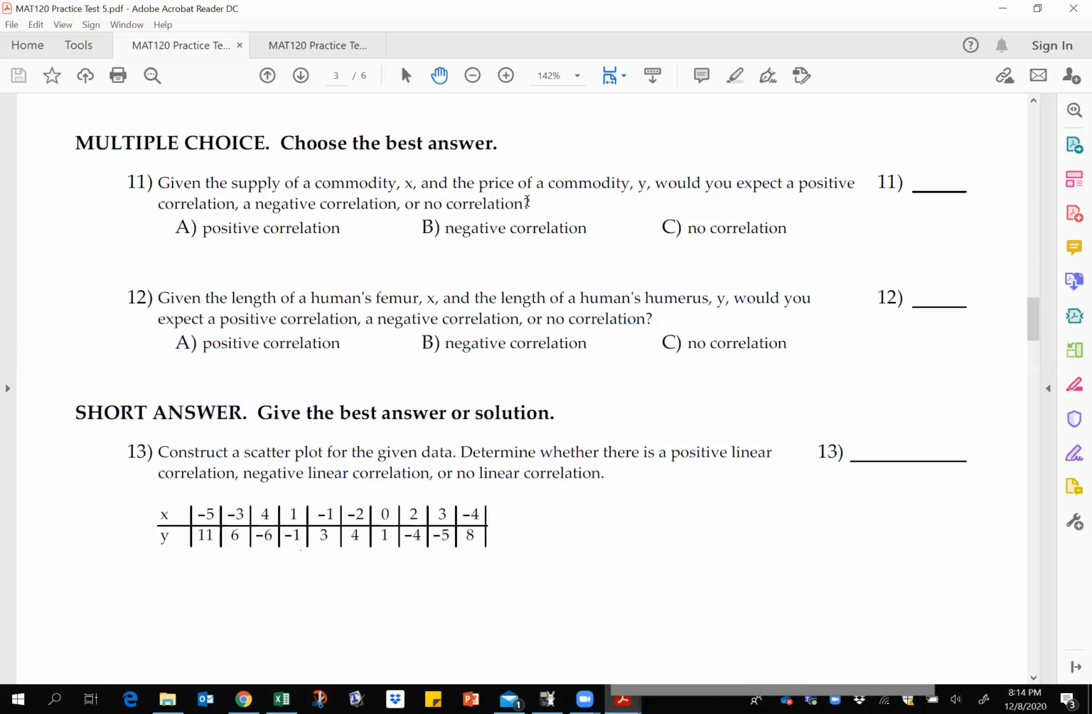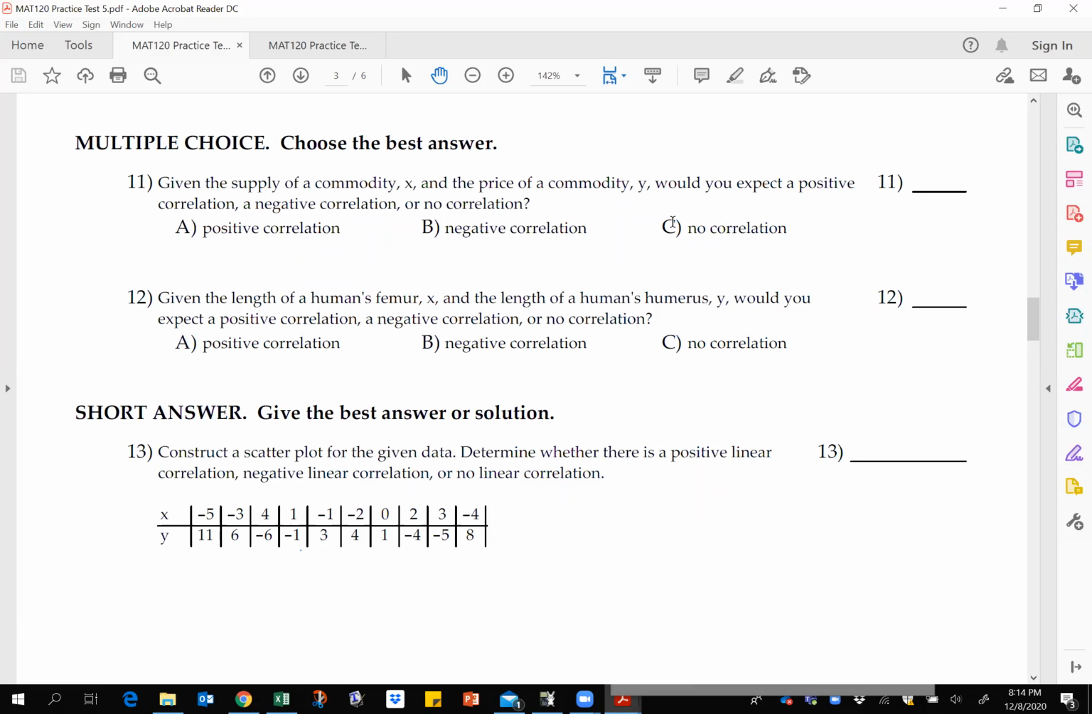When two variables are negatively correlated, they have opposite behaviors, meaning that as one variable goes up, the other variable will decrease, and vice versa. And then if the two things are completely unrelated, then we would just say that there is no correlation.